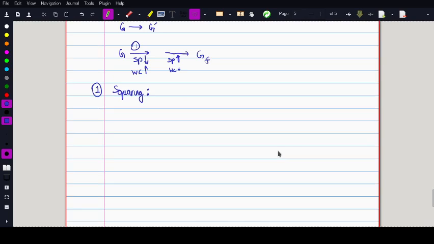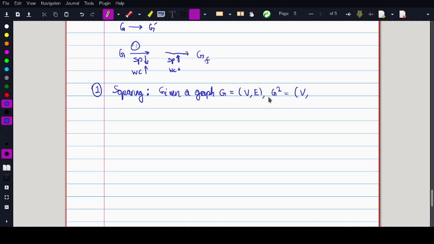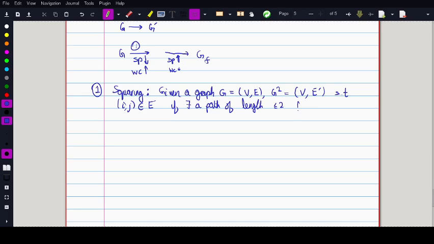So what do we mean by squaring a graph? Given a graph G, let's say it's V comma E. G square is a graph with the same vertex set, but a new edge set, such that ij is in E prime if there exists a path of length less than or equal to 2 from i to j.